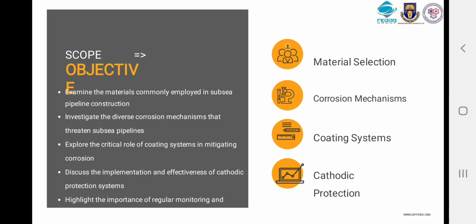And number 2 of the objectives is to investigate the diverse corrosion mechanisms that threaten subsea pipelines. Another objective is to explore the critical role of coating systems in mitigating corrosion. While also we'll be discussing the implementation and effectiveness of cathodic protection systems, and to highlight the importance of regular monitoring and inspection. So why is this very important?